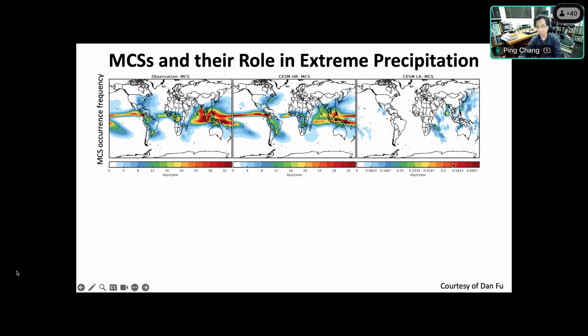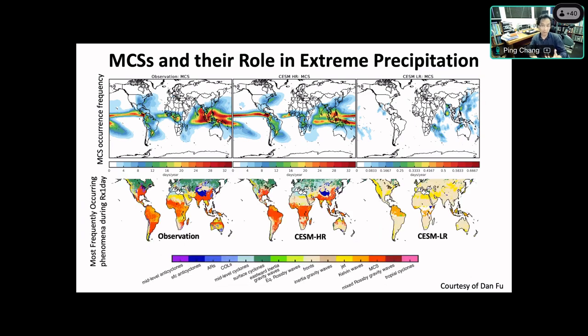So notice the low resolution essentially has no MCSs, right? So the vertical scale is very different. It's a much smaller color bar here. The high resolution model, on the other hand, even though it's not perfect, actually reproduces the general characteristics of the MCSs quite nicely, which is quite surprising to us. So now, what does this MCSs have to do with extreme precipitation?